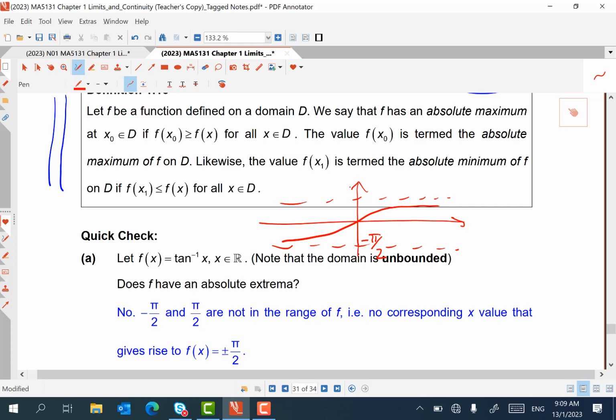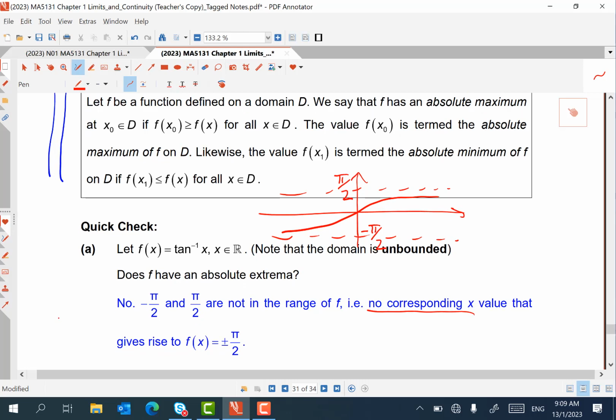And this is pi over 2. So the reason is because you don't have any x's that correspond to a so-called extreme value. Don't have. Okay. The next function.